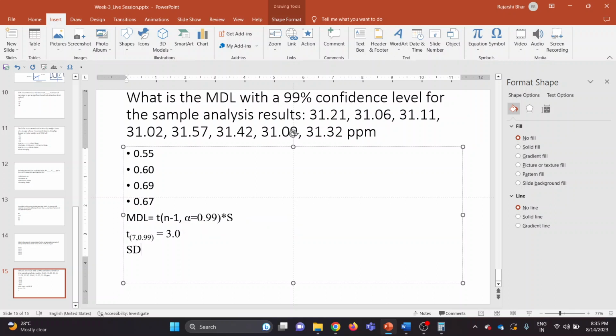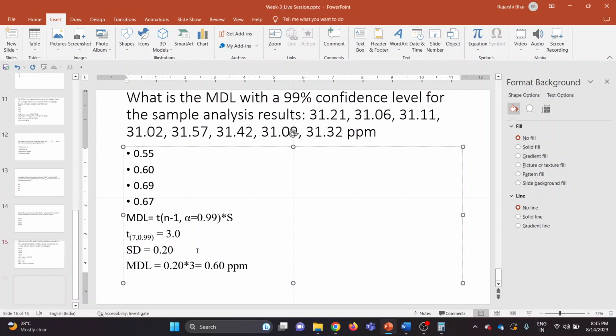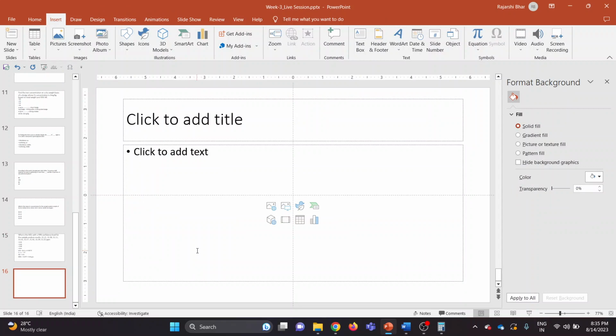So that should be 0.20. Based on that, we can calculate the MDL, which will be 0.20 into 3, so 0.6 ppm. This is the method detection limit of a certain instrument or technique that this question was discussing. Now the next question is a theoretical based question.